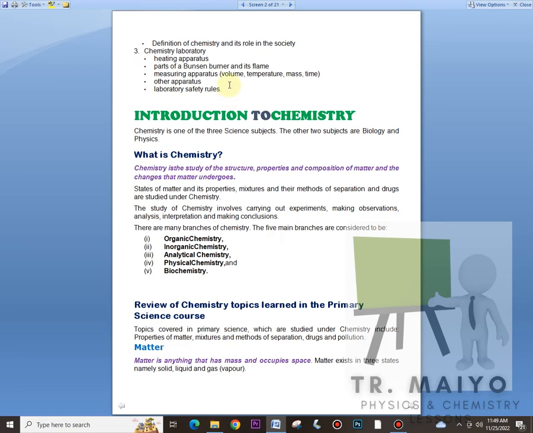So we are supposed to look at the heating apparatus, part of a Bunsen burner and its flame, measuring apparatus, the apparatus that are being used to measure maybe volume, temperature, mass, time. Yes. Then we check on other many apparatus. And lastly, we look at the laboratory safety rules. Lab being one of the places where chemicals are stored. So care and safety is the first priority. So let's now start our topic, introduction to chemistry.